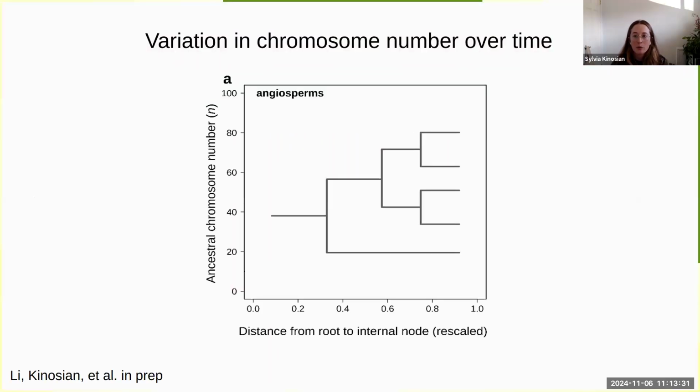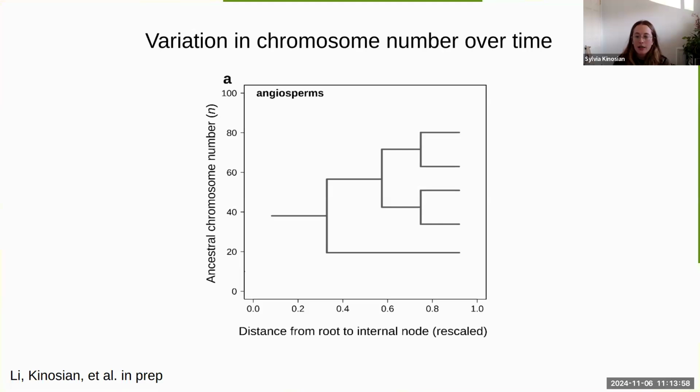First, I'm going to talk to you about some work I've done with some former members of the Barker lab, using the program ChromEvol to model variation in chromosome number over time. This figure is going to show you those numbers. On the y-axis, you'll see ancestral chromosome number, and on the x-axis, you'll see that plotted as the distance from root to internal node.